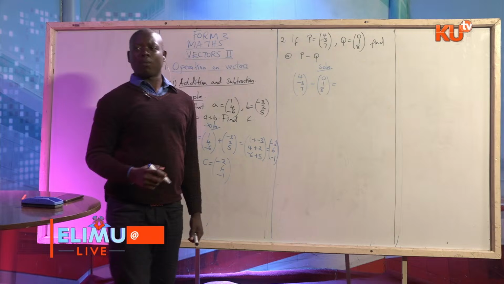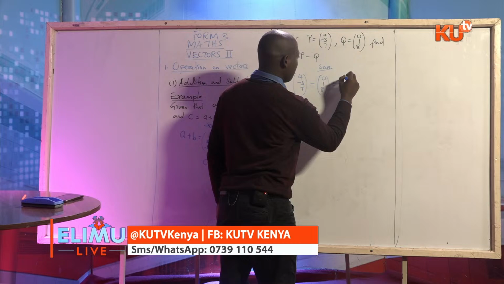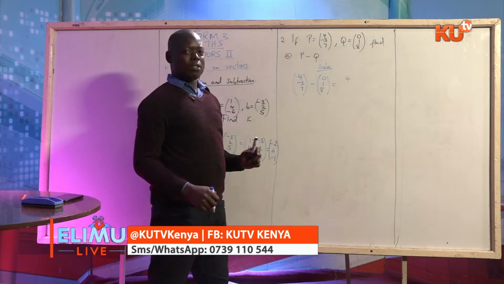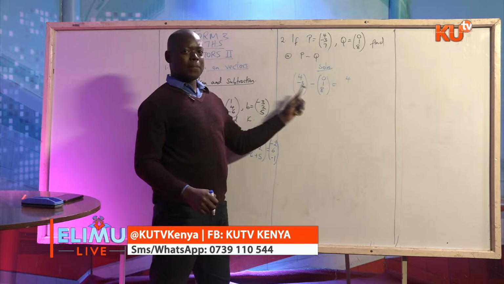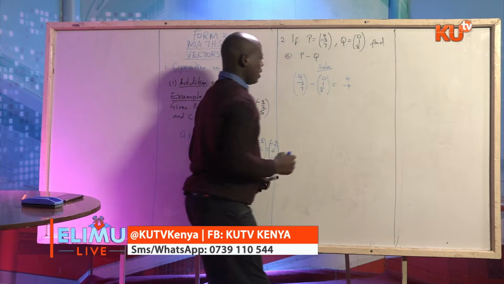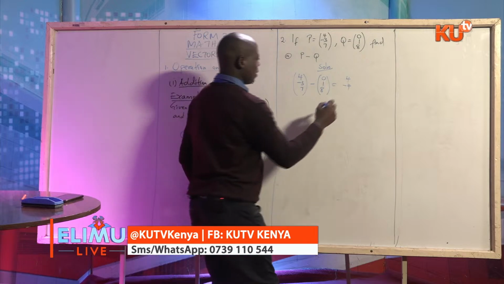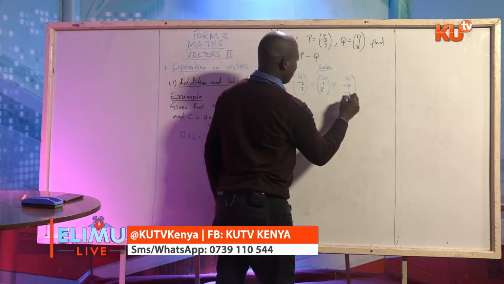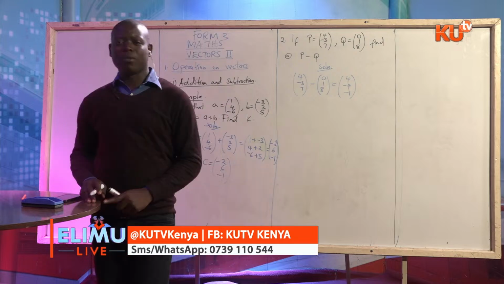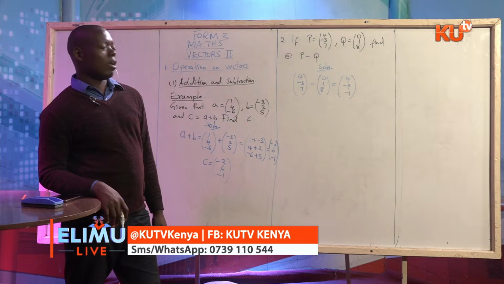So, students, what is 4 less 0? It's 4, right? Negative 3 minus 1. What is it, students? Good. Negative 4. And what is 7 minus 8, students? Right. Negative 1. Therefore, the vector P minus Q will be 4, negative 4, negative 1.